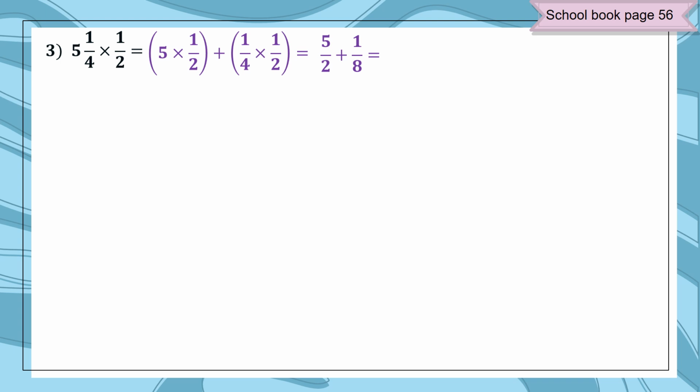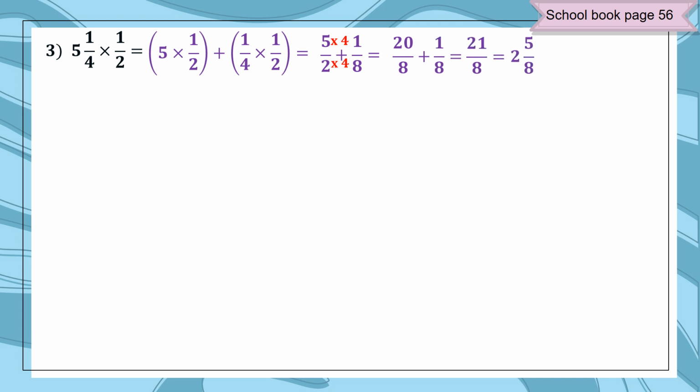So I need to add the two fractions, but we have in the denominator 2 and here 8. And we know that 8 is a multiple of 2. So I can multiply up and down by 4. So it will be 20 over 8 plus 1 over 8 equals 21 over 8.